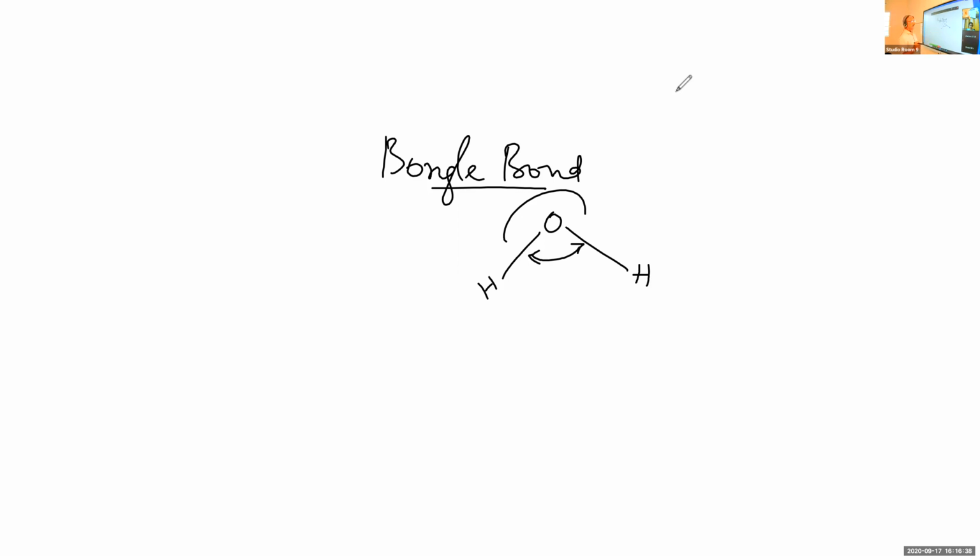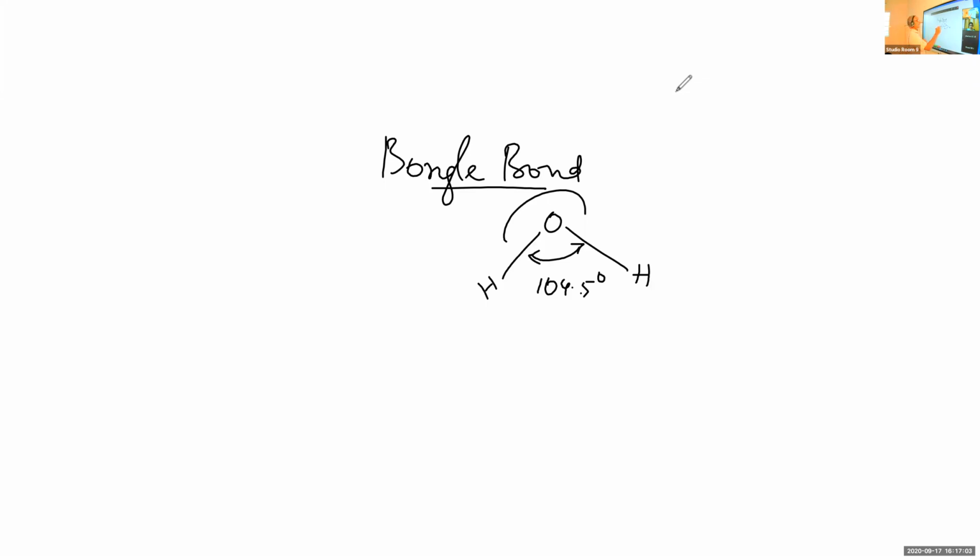The angle between two covalent bonds is called the bond angle. For example, in water, the bond angle is 104.5 degrees. That is the bond angle in the water molecule. We are measuring the smaller angle between two covalent bonds, or the angle between the shared pair of electrons.